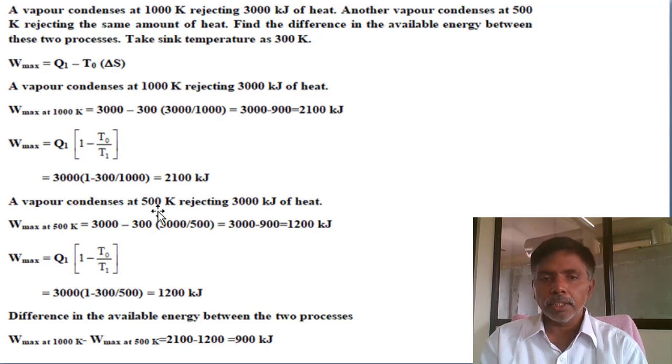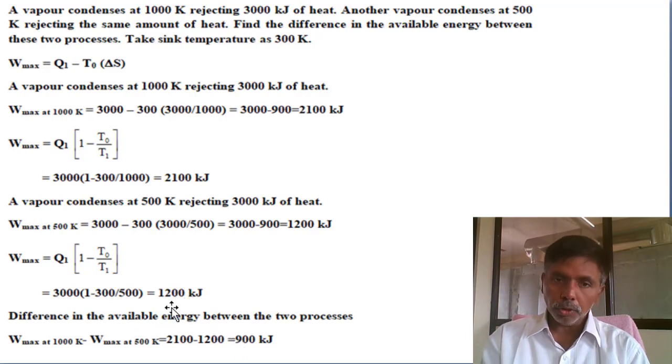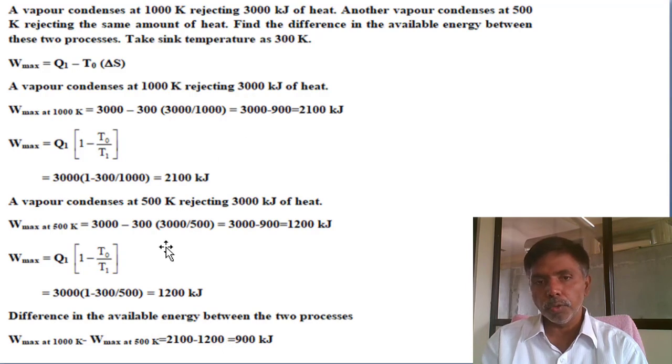Same way for condensed at 500 Kelvin, the same method you can calculate. The available energy you are getting is 1200 kilojoules. Out of 3000, only 1200 is available. What is the loss? 900 kilojoules loss, if the same energy is condensed at 500 Kelvin instead of 1000 Kelvin.